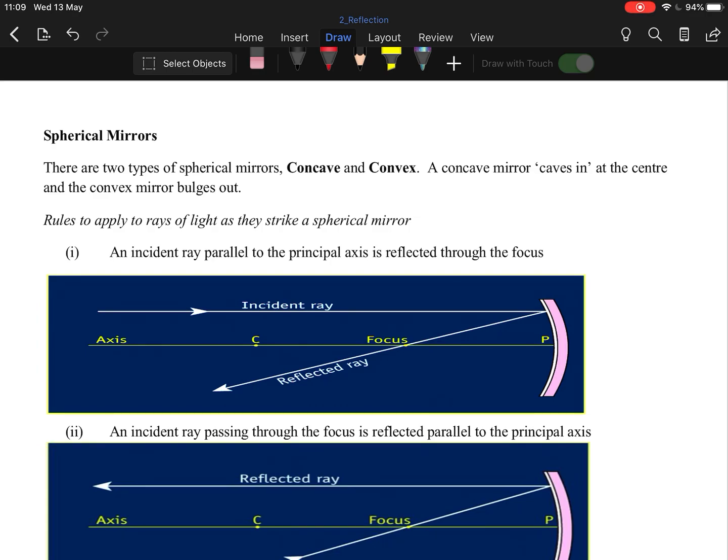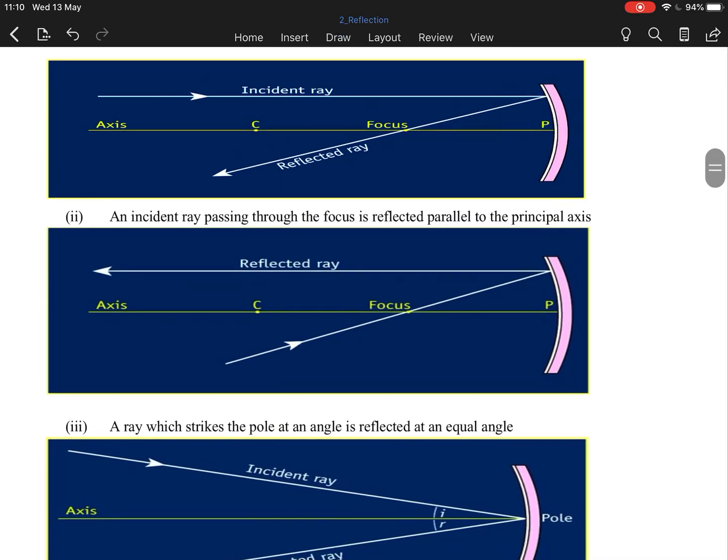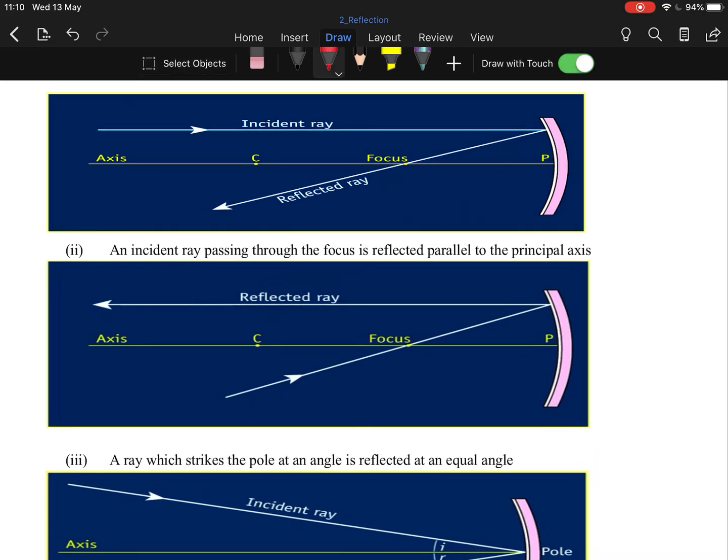So what we deal with in reflection, and in physics, are concave and convex curved mirrors. Now you need to be able to draw it. The first one we're going to look at is concave. Very straightforward: look at the latter half of the word, cave. In other words, it's caving in. If you look at the mirrors here, this is caving in. So concave, it caves in.